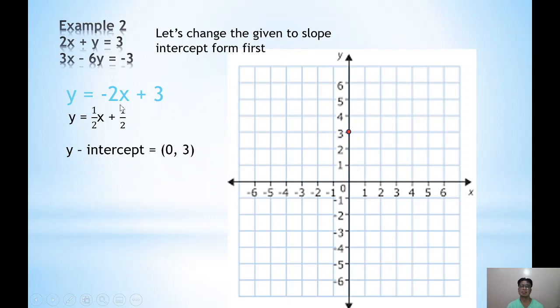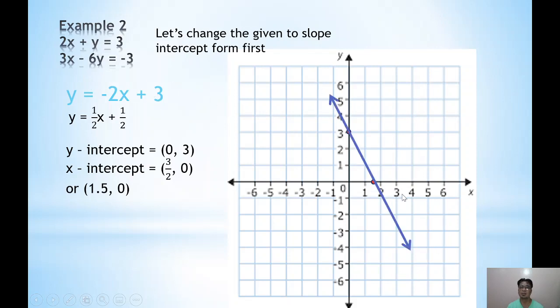Ang x-intercept natin, pag ito ay 0, inilipat sa kabila, magiging negative 3 over negative 2. That will be positive 3 over 2 or 1.5. Kino-convert ko po sa decimal para makita natin sa pagpa-plot. Yung iba kasi nahihirapan sa fraction. So 1.5. Coming from this one, 1.5. Approximately nandito. So yung linya natin dito, yung unang equation of the line, ito yung nagre-represent na line po niya. Okay?